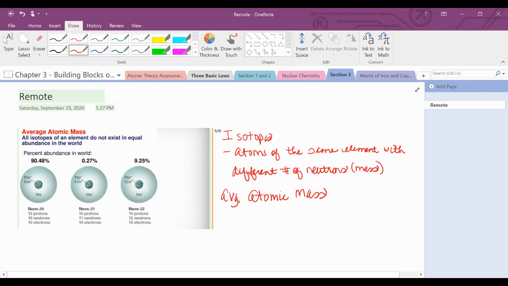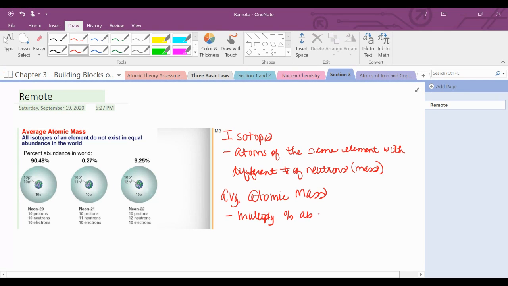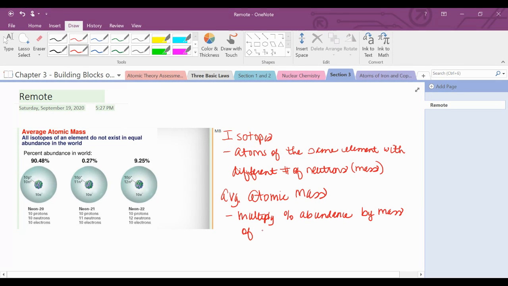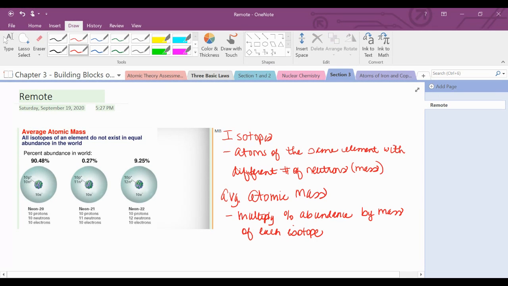Okay. And so to calculate average atomic mass, we are going to take the percent abundance and multiply it by the mass of each isotope. And then we're going to take those products and add the products for each isotope together.